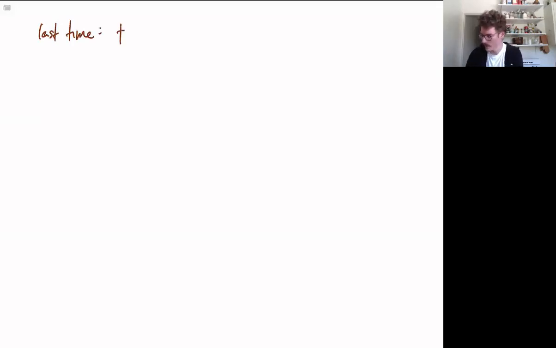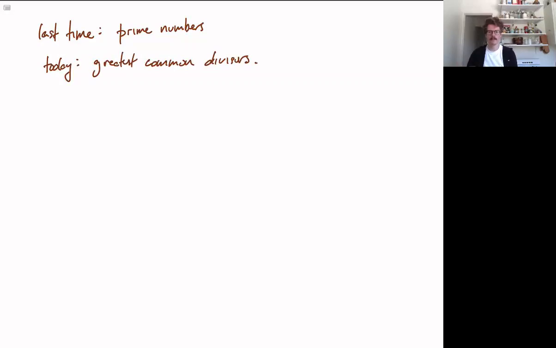So last time we talked about prime numbers. And today we're going to continue with more number theory, but today is going to be about greatest common divisors, and maybe some other little things. So let's start by defining what this means. It's basically what it sounds like, but let's write it down.